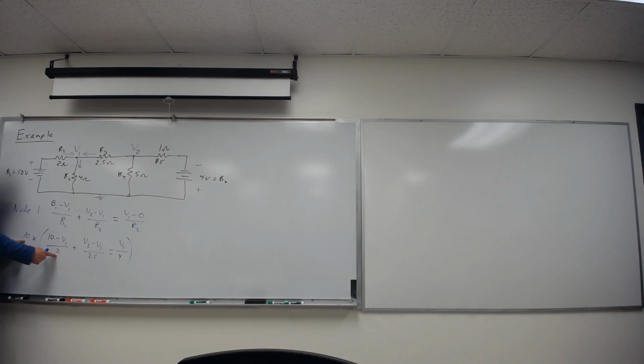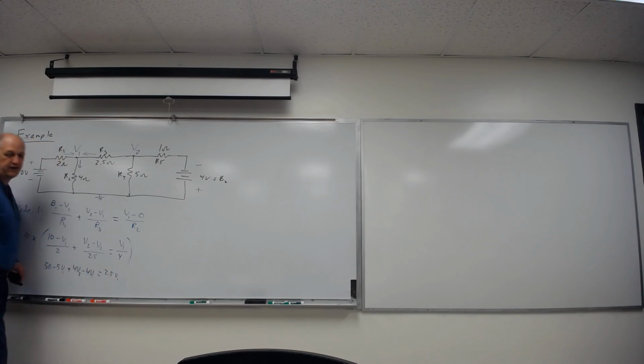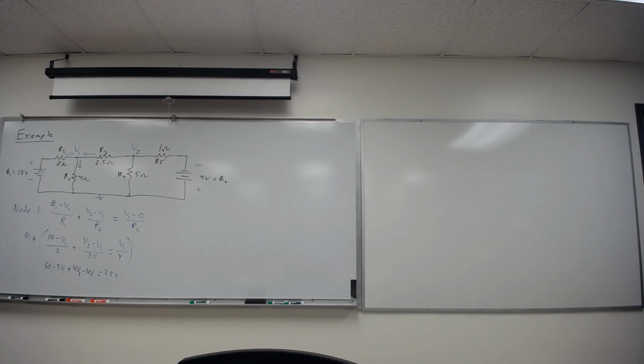So 10 divided by 2 is 5. So 5 times 10 is 50. 5 times V1 is 5V1. 10 divided by 2.5 is 4. So 4V2 minus 4V1. 10 divided by 4 is 2.5. That's why I made it 10, because I could have multiplied by 20 and not had a decimal, but I don't think it's that bad a decimal to carry around.